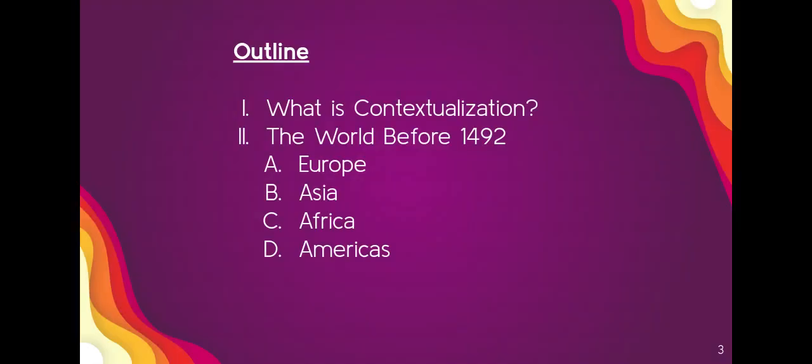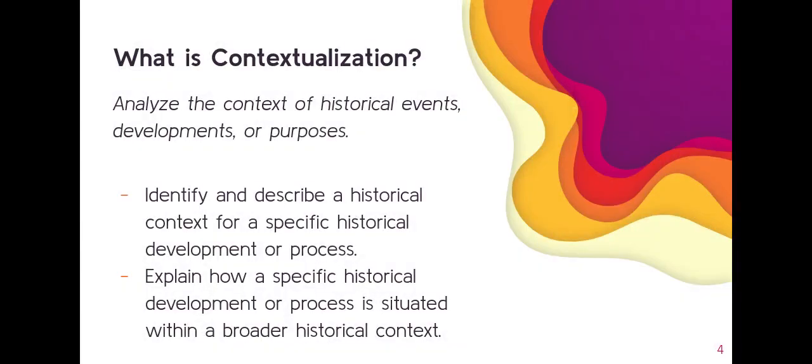So, we're going to dig into just briefly what is contextualization, and then we're going to talk about the world before 1492 in Europe, Asia, Africa, and the Americas. So, what is contextualization? Here's the language from the College Board: to analyze the context of historical events, developments, or purposes. So, what we want to think about here is what is setting the stage for this unit? What is life like in America or in a specific region or in regards to society? What is life like prior to the first lesson?